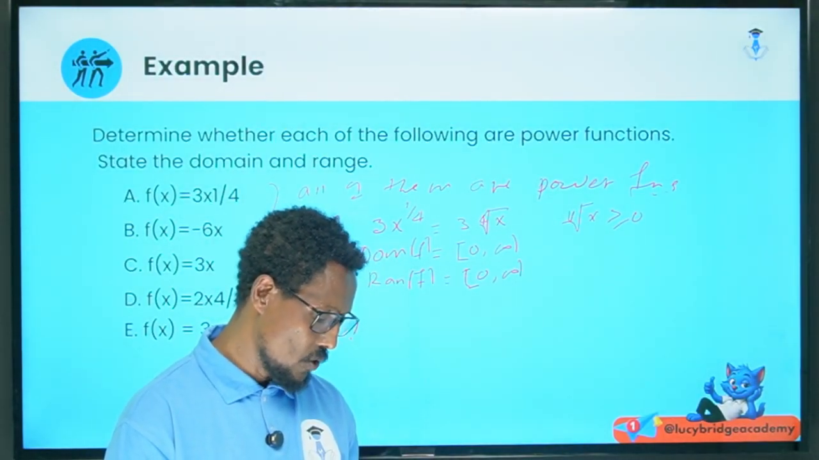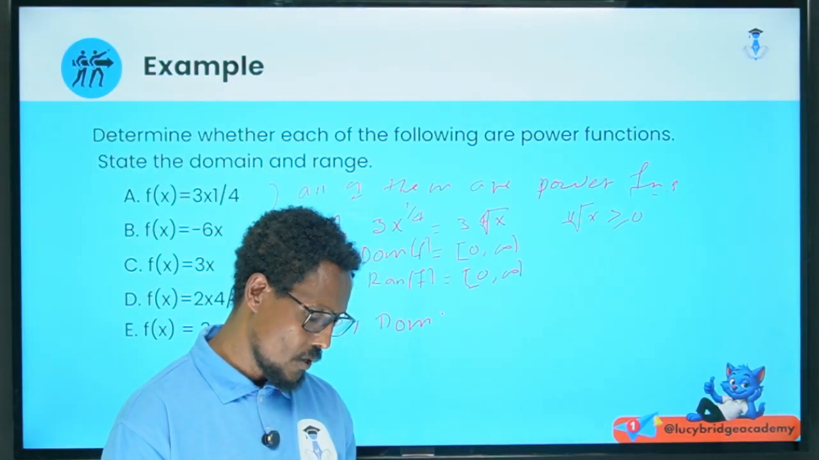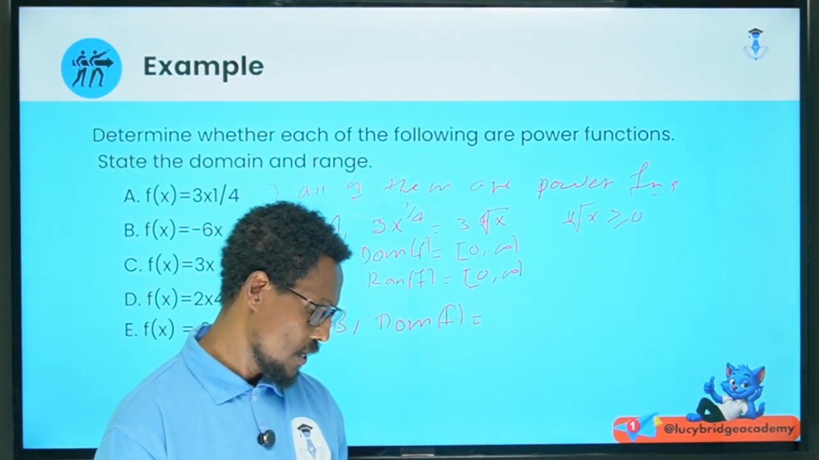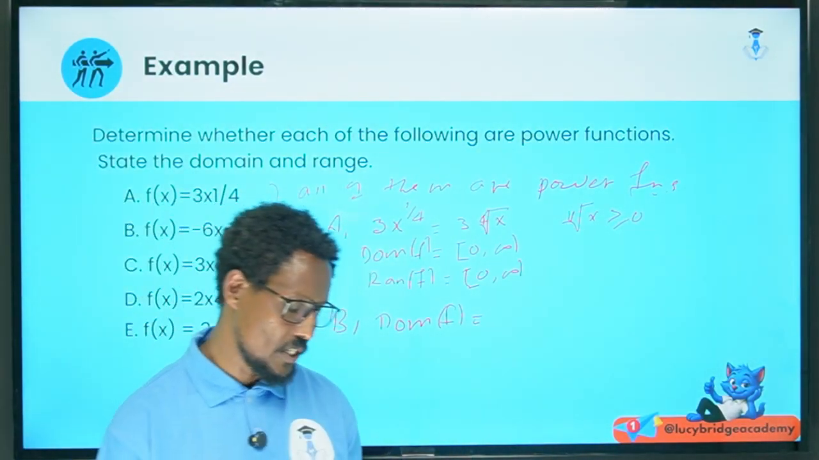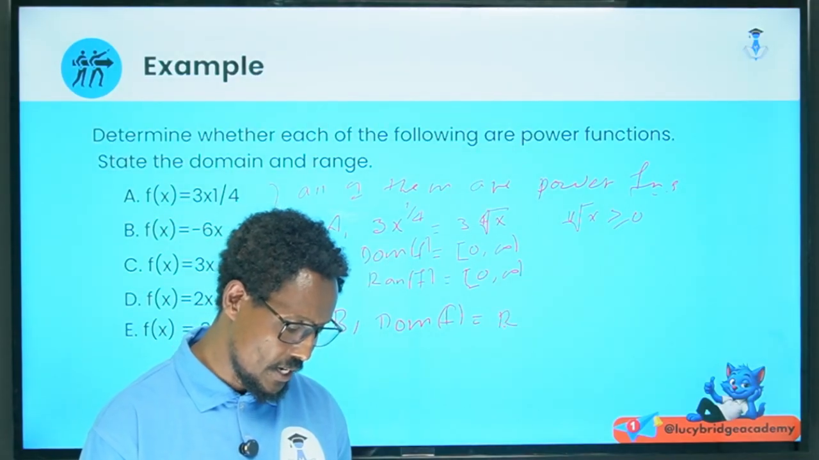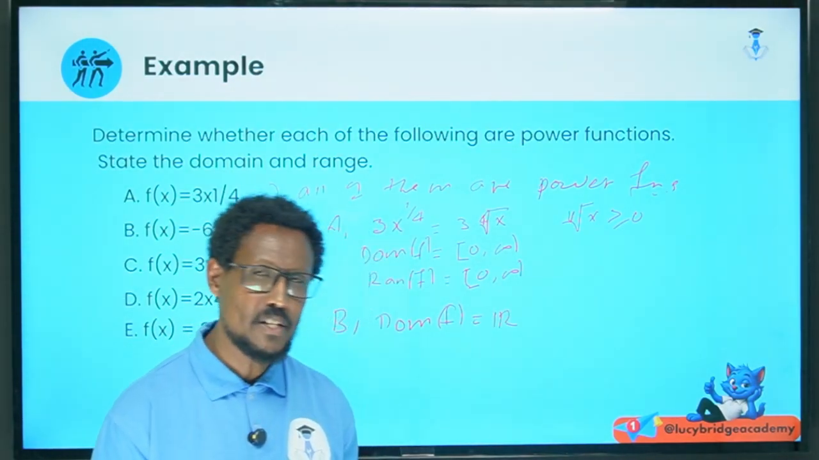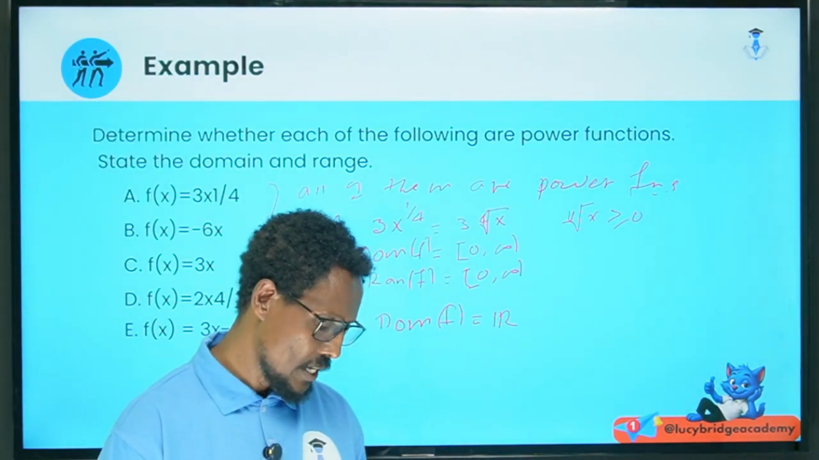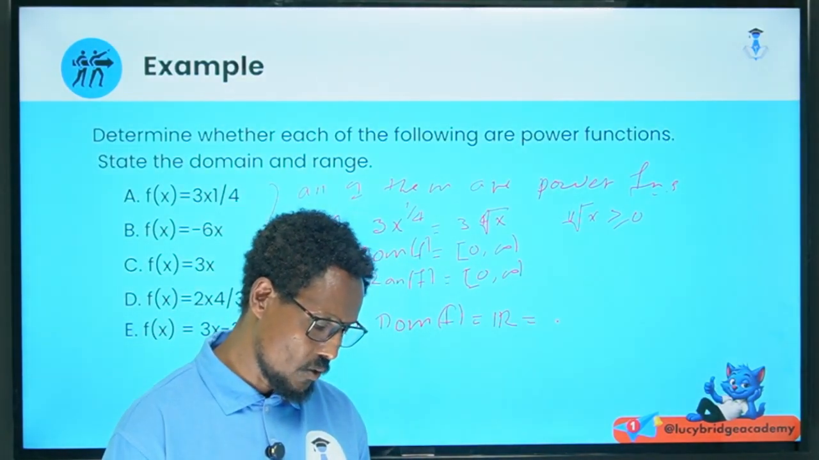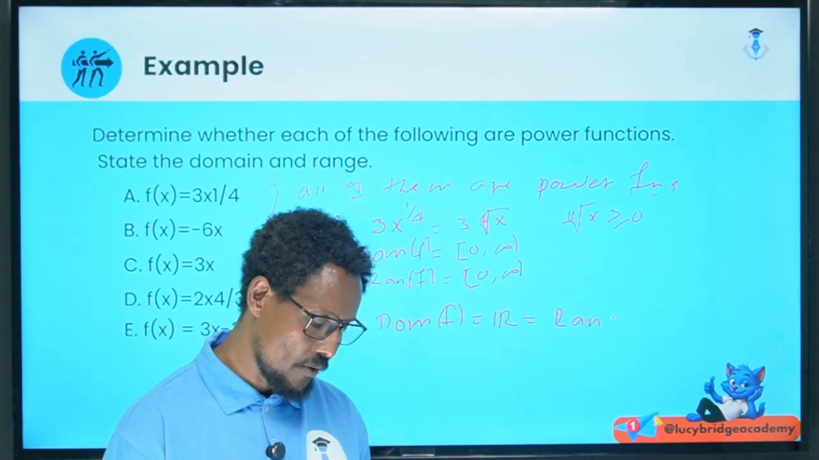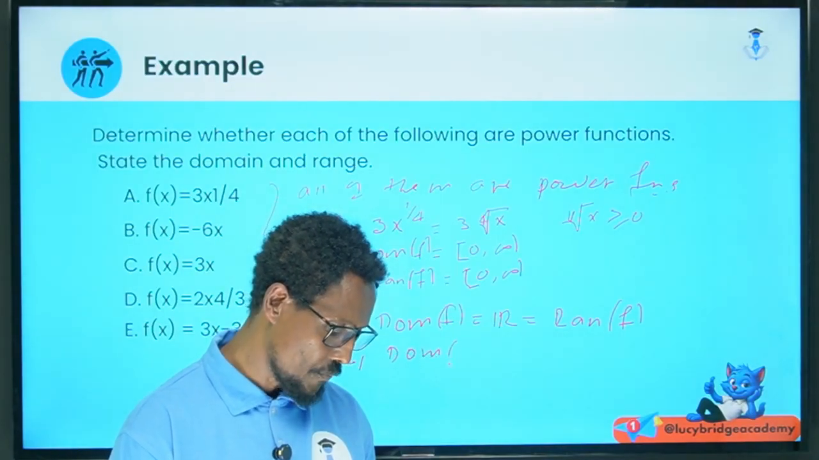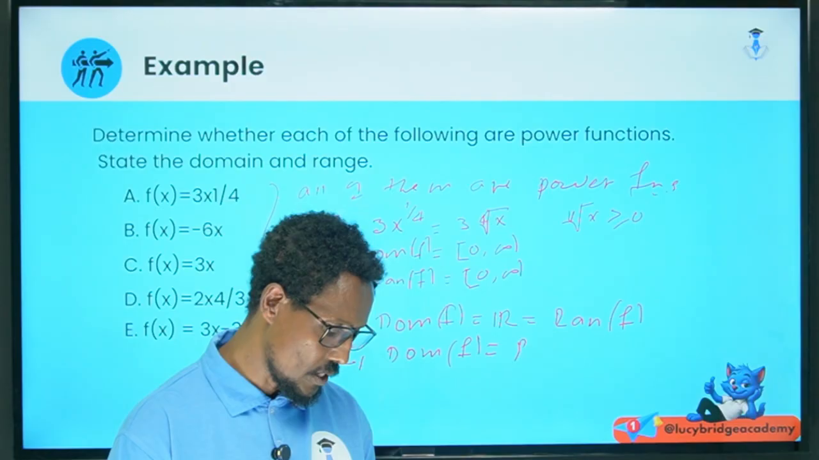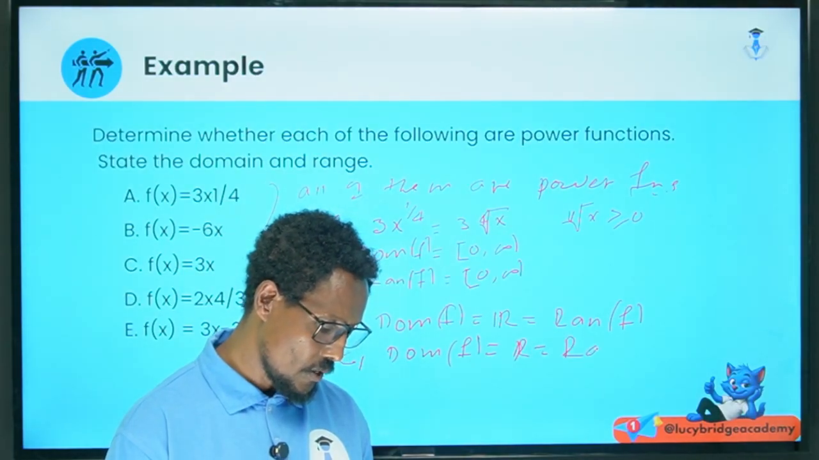Okay, B, domain of f. Look, minus 6x is a linear function. The domain and the range of every linear function is the set of all real numbers. So the domain of f is equal to the set of all real numbers, which is equal to the range of f.